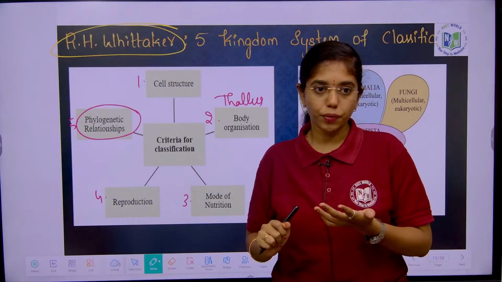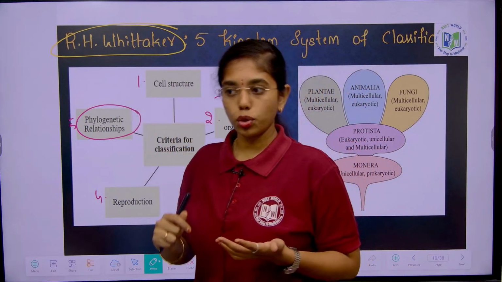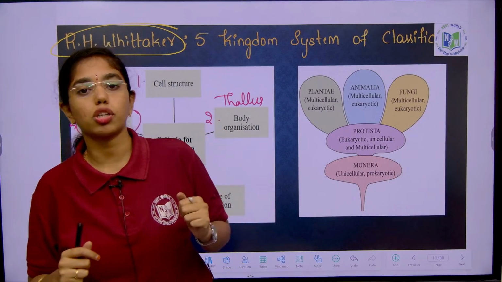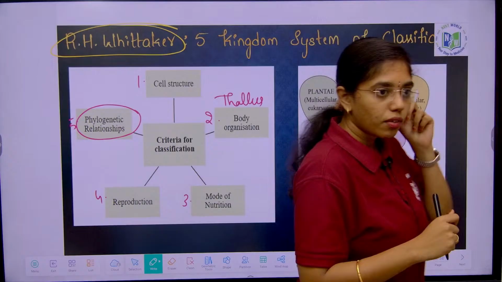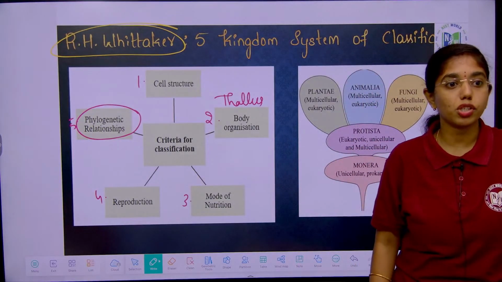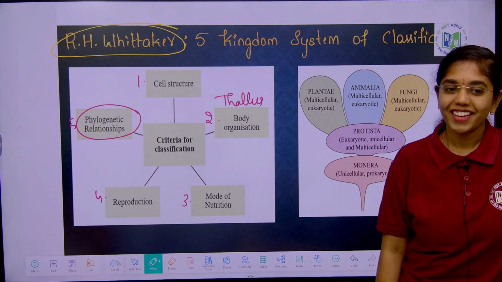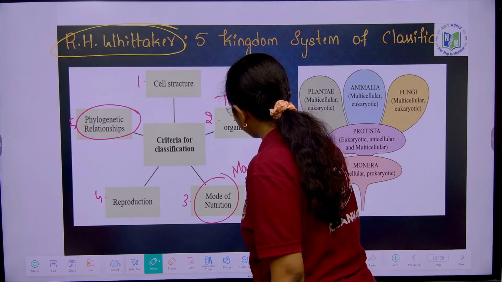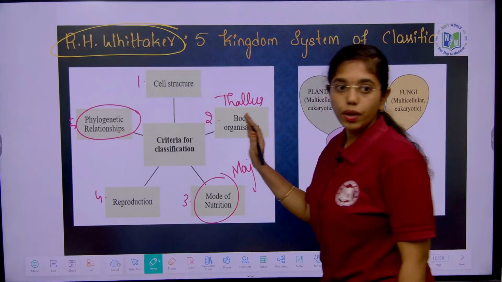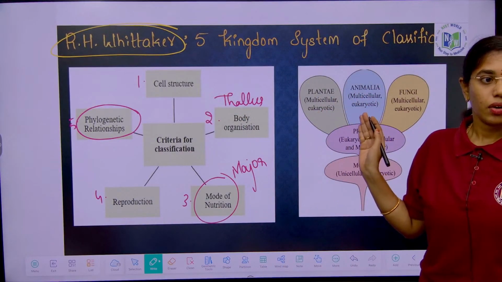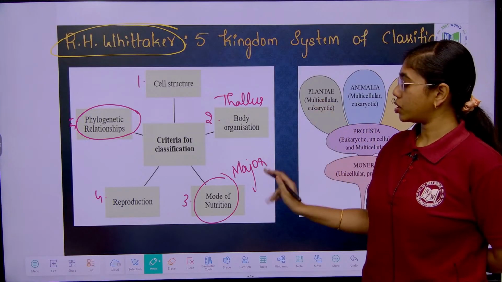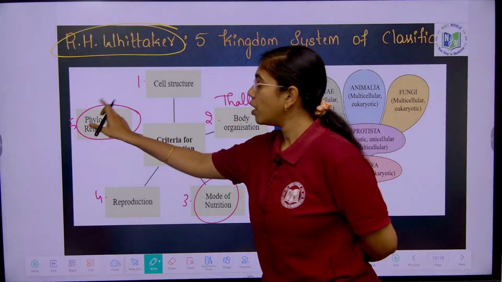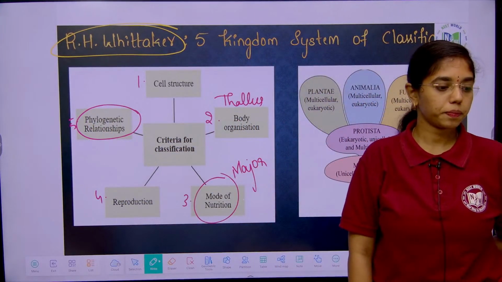Now, one question for you. Cell wall is the major criterion for the two kingdom system of classification. What is the major criterion for the five kingdom system of classification? Mode of nutrition is the major criterion for the five kingdom system of classification. I will tell you why. The major criterion for the five kingdom system is mode of nutrition, and the system is widely accepted because of phylogenetic relationships.